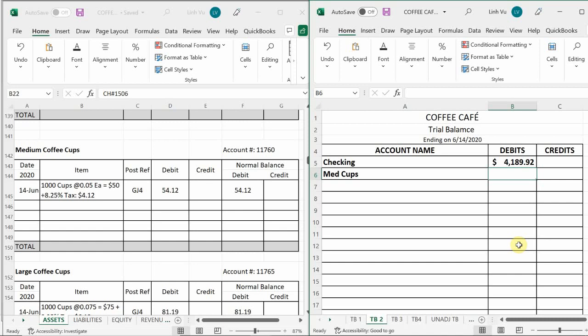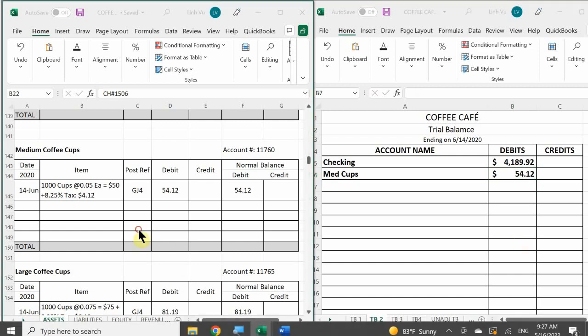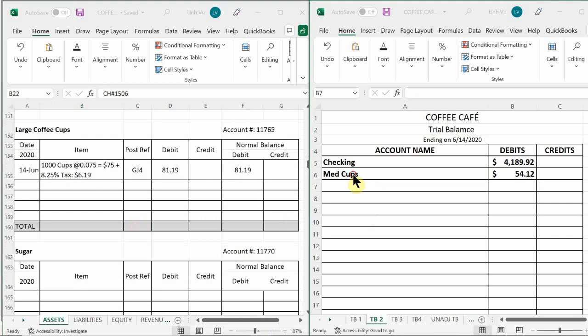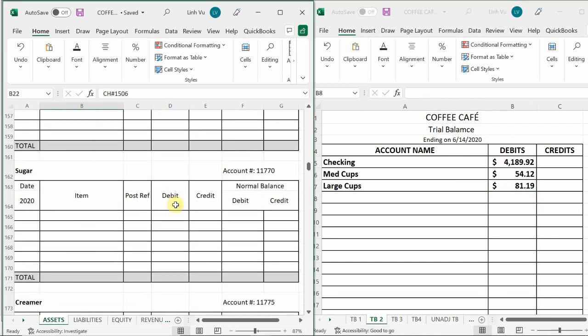$54.12. What about my large cups? Large cups, 81.19. Okay. 81.19. Okay, make sure you are careful when transferring the information over.